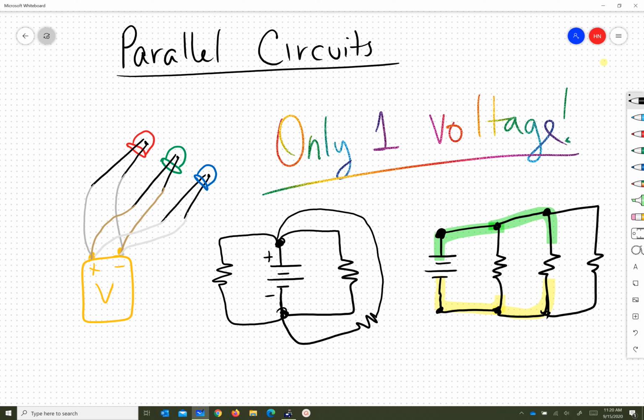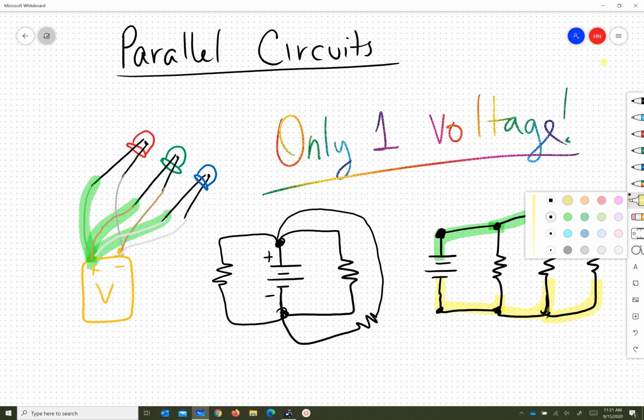So most times you see the circuits drawn as I've drawn them on the right. So the entire top green connection is the positive side. On the picture, I used the wrong color. The entire green connection would be these connections right here going to the positive side of each LED. And the yellow connections would be all the connections to the negative side of the battery to each of the devices.